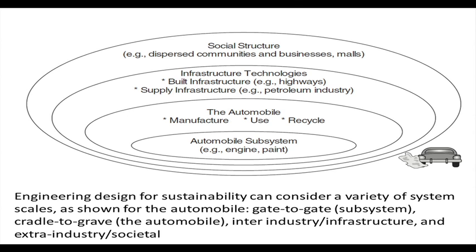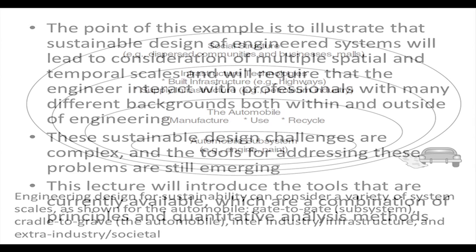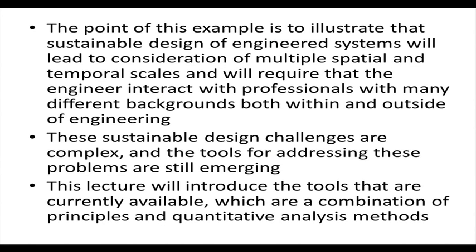As you can see, the different circles in this image each represent a system boundary for doing an LCA exercise, at different levels of LCA. That is important to do. The point of this example is to illustrate that sustainable design of engineered systems will lead to multiple spatial and temporal scales, and that requires a lot of interaction with professionals from many different backgrounds within and outside of engineering. So it's not only an engineering problem and an engineering solution.